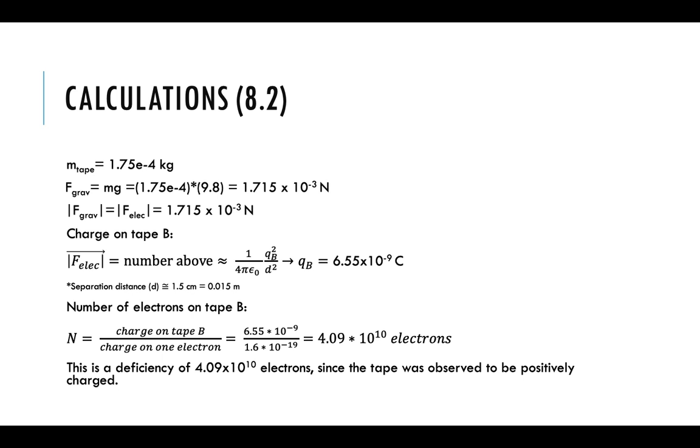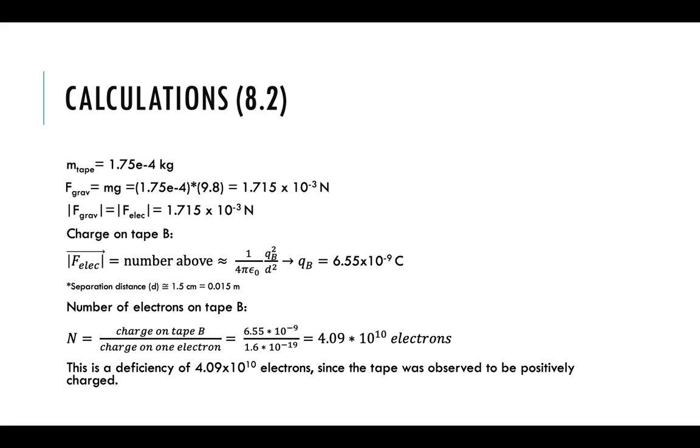Some calculations: using the mass of the tape, approximately 1.75 times 10 to the negative 4 kilograms, F_grav is equal to 1.715 times 10 to the negative 3 newtons. Since we know that F_grav is equal to F electric, it is also 1.715 times 10 to the negative 3 newtons. I used these values to calculate the charge on tape B. Since we have F electric, I was able to solve that equation for the charge on B, which I found was 6.55 times 10 to the negative 9 coulombs, using a separation distance of 0.015 meters.